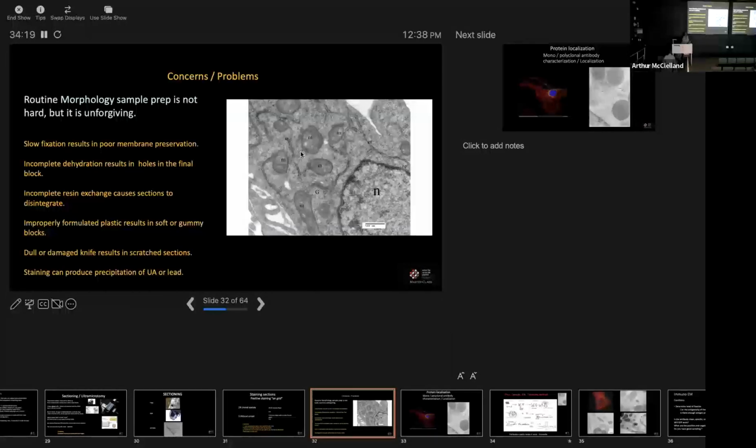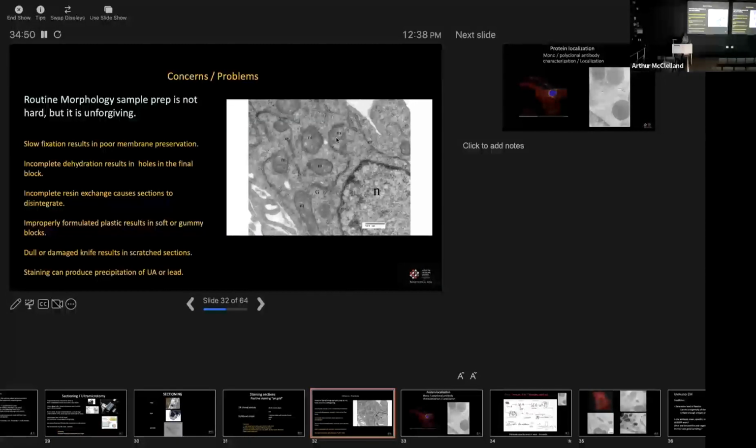So if we look at this picture that I have here, I would consider this to be a perfect micrograph. This is the goal. We have well-stained, high contrast membranes like the plasma membrane and the nuclear membrane. We can see nuclear pores. That's telling us that it's a very, very thin section. We can see the tiny little spokes of the nuclear pores.